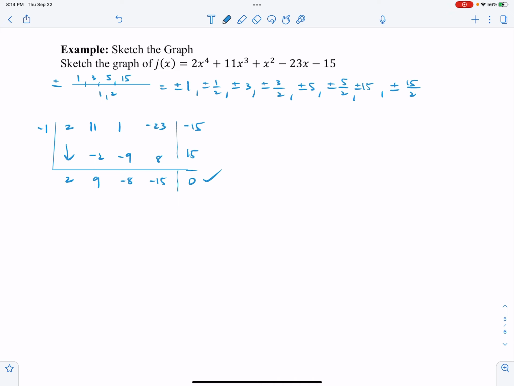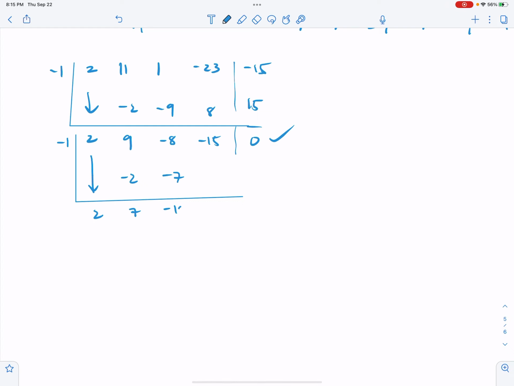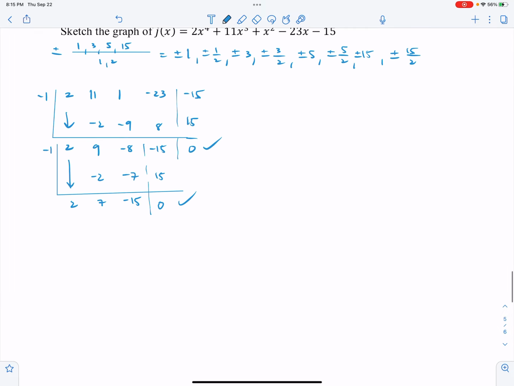I can't factor that with grouping or guess and check. So I'm going to test -1 again. And that might just be a strategy that you use. Once you get a rational zero, test it again. You don't have to. It's just something that might be helpful. Oh, what do you know? It worked. Okay, and then we have a quadratic factor. So I'm almost done.